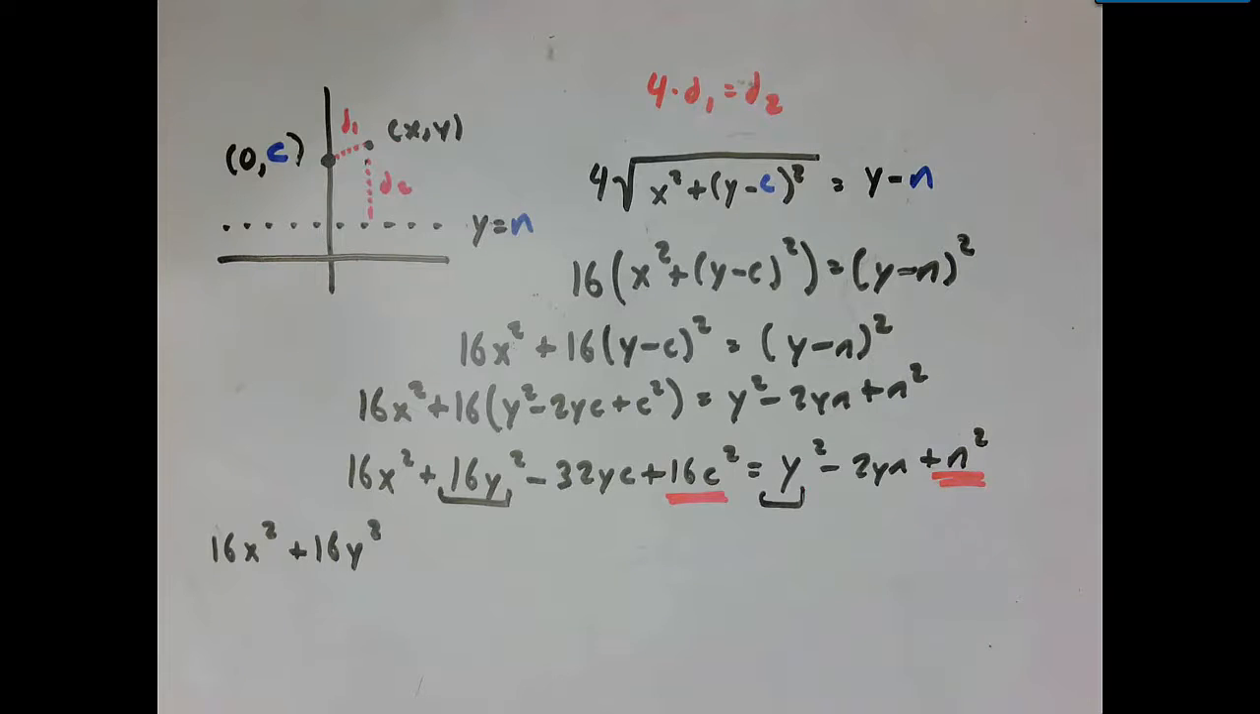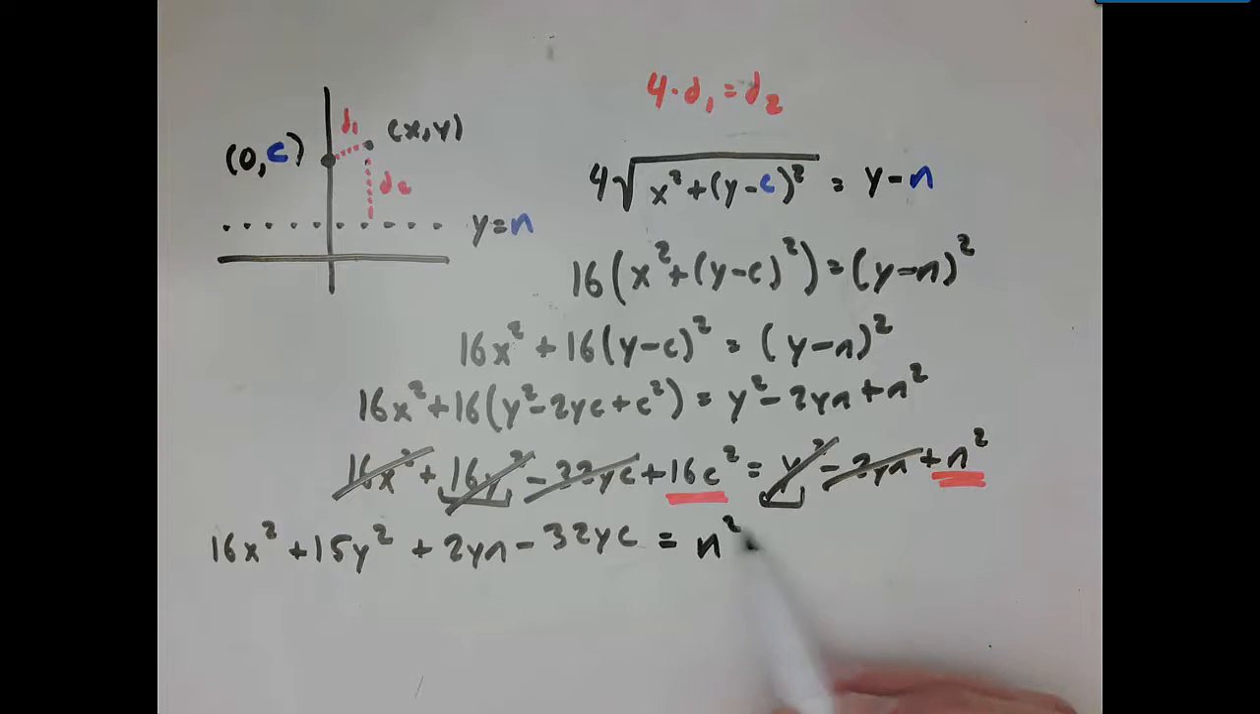So I think I'm going to subtract a y squared from both sides. So this 16y squared minus y squared is going to give me 15y squared. I'm going to start crossing things out as I deal with them. So I got the 16x squared, I've got that. Let's add 2yn over to this side. So now I've got 2yn minus 32yc. So took care of that term, took care of this term. And now let's subtract 16c squared from both sides. So n squared minus 16c squared.